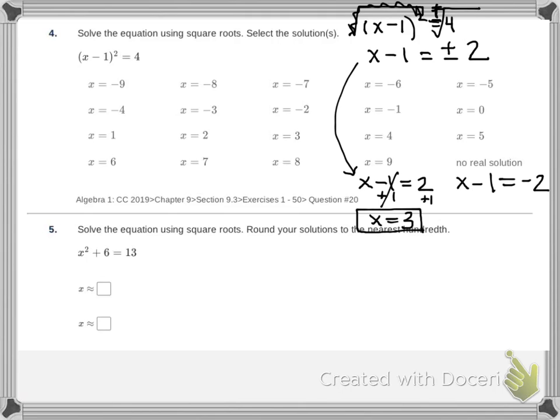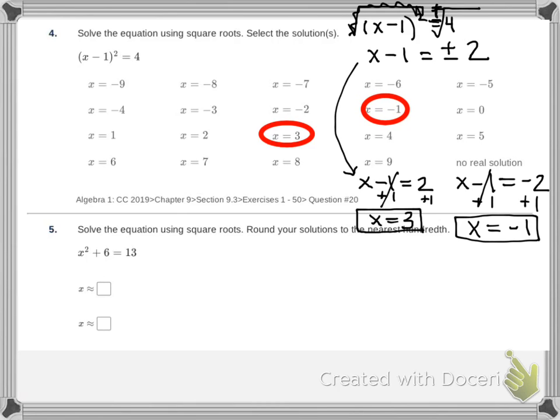Pause the video and try the next one. Unpause when you're ready. Negative 2 plus 1 is negative 1. Again, if you're getting confused with those, just have your calculator handy. So we're going to circle positive 3. I see a negative 3 here, but that's not the one. Let me keep looking for positive 3. I actually don't, oh, there it is. Had trouble finding the positive 3. There it is. And then negative 1 is right there.